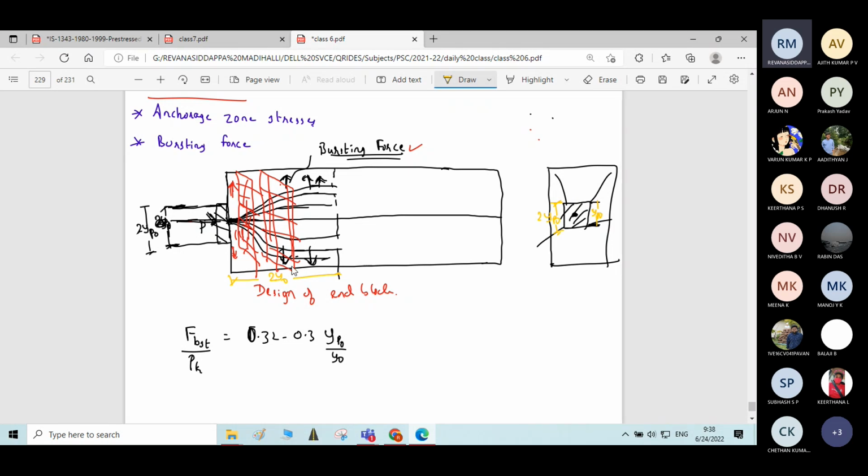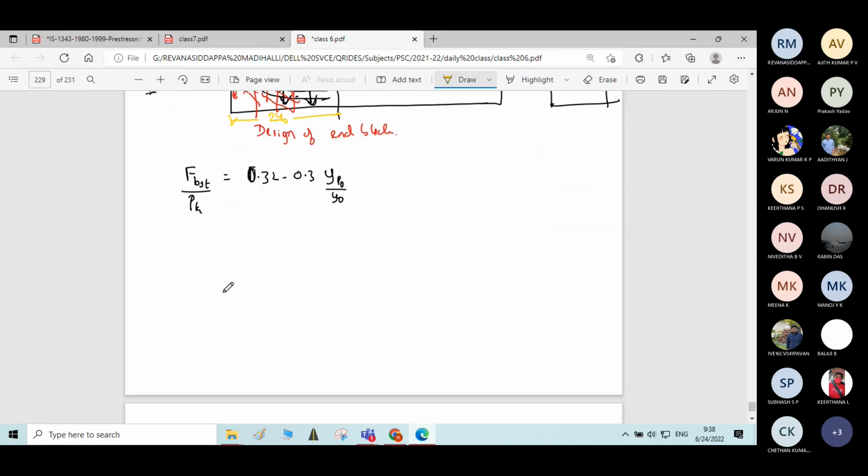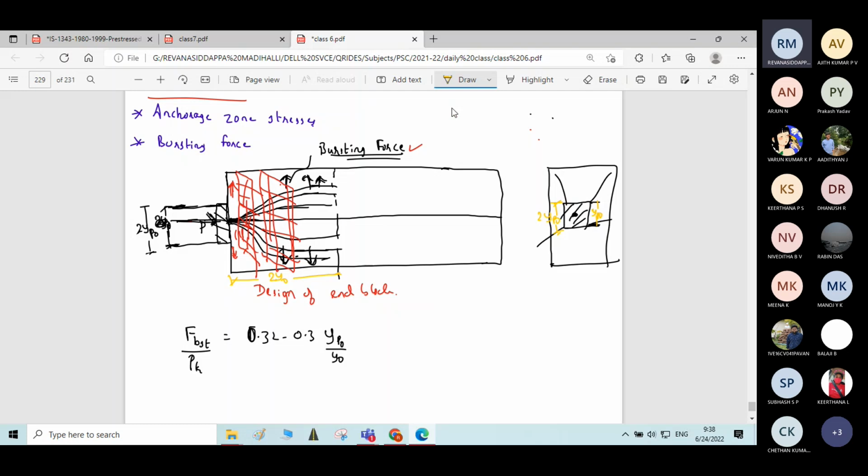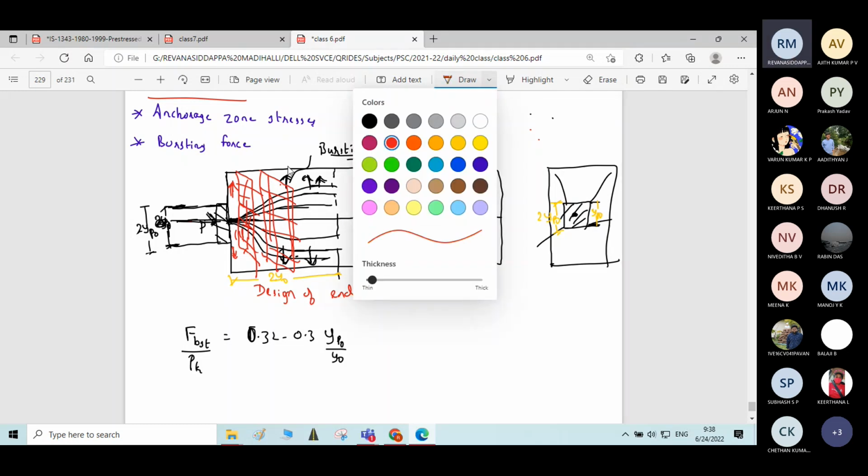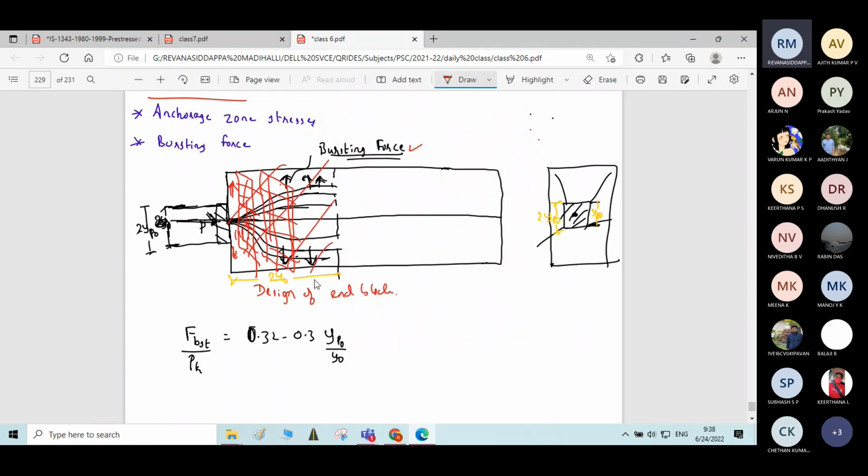The calculation of this y0 is done in two ways, and the least value from both calculations is taken. It is also called the prism. This portion is called the prism.